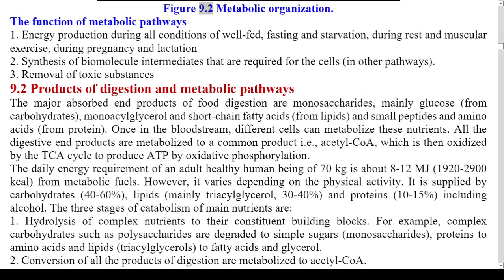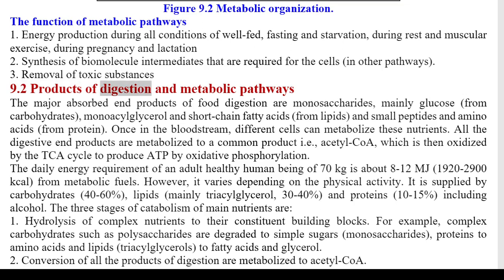Figure 9.2 Metabolic organization. The function of metabolic pathways. 1. Energy production during all conditions of well-fed, fasting and starvation, during rest and muscular exercise, during pregnancy and lactation. 2. Synthesis of biomolecule intermediates that are required for the cells, in other pathways. 3. Removal of toxic substances.